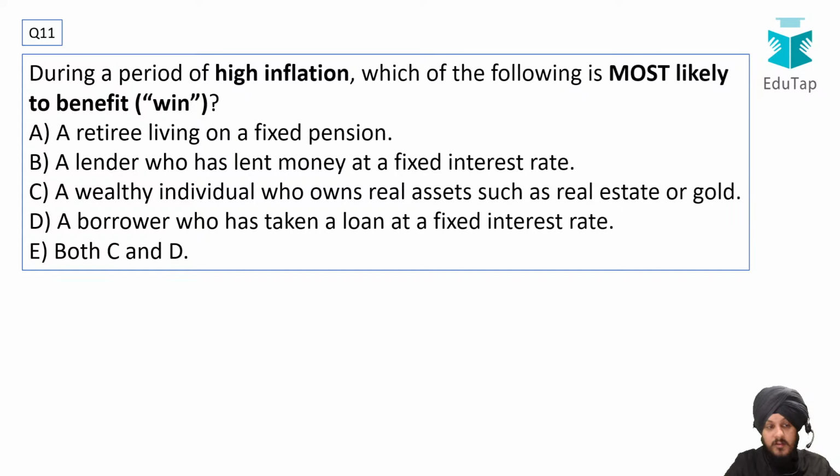Now the question number 11. During a period of high inflation, which of the following is most likely to get benefited? Yes, 64%. During a situation of high inflation, which of the following is most likely to get benefited?